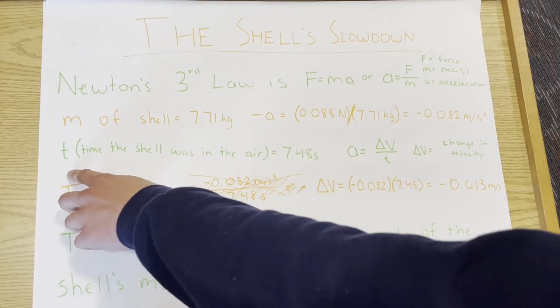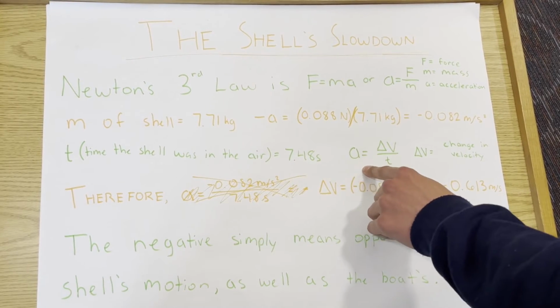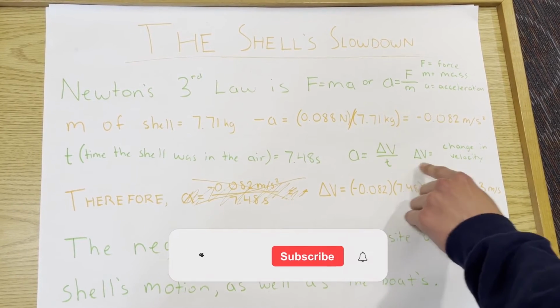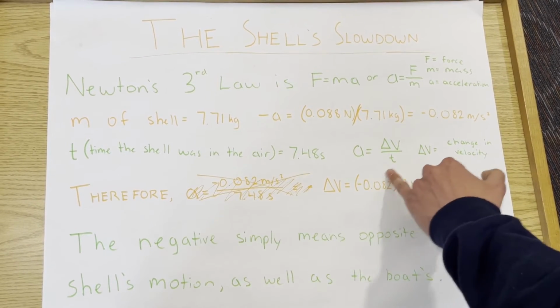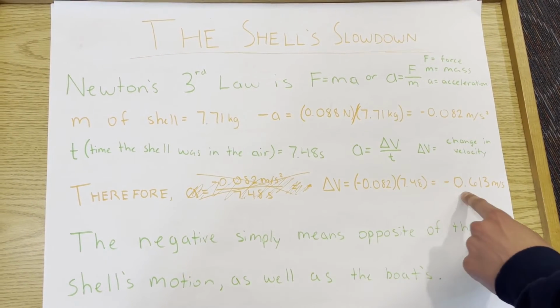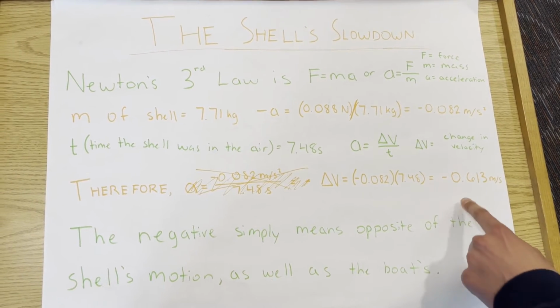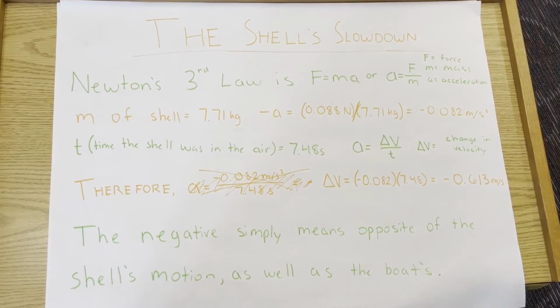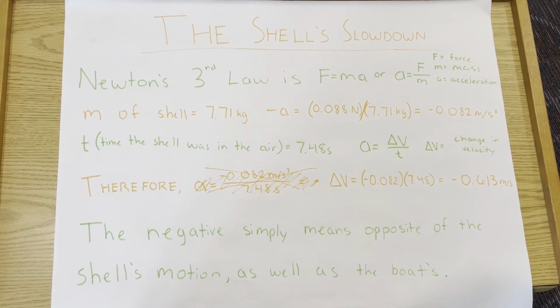Now, if we take the time that the shell was in the air, which we got from the scene, and use our definition of acceleration formula, we can find our change in velocity by multiplying acceleration times the time. Right here, we have negative 0.613 meters per second slowdown for the shell, which is pretty much minuscule. And this just says the negative is the opposite of the shell's motion, which is towards the boat.